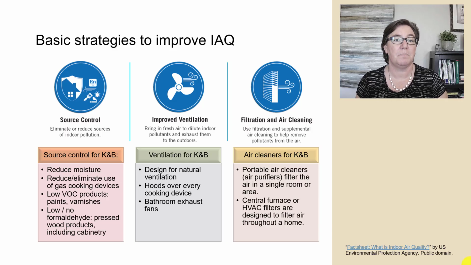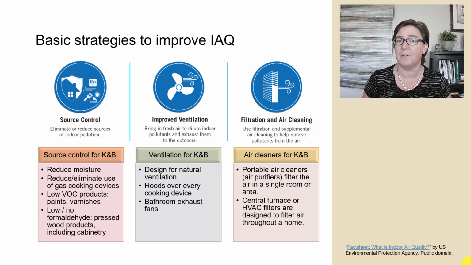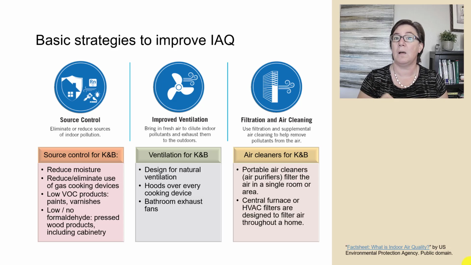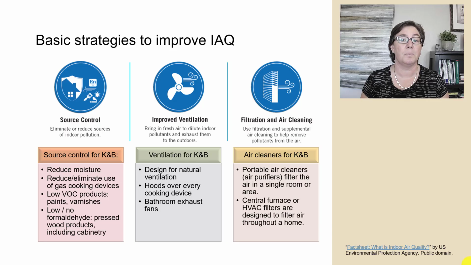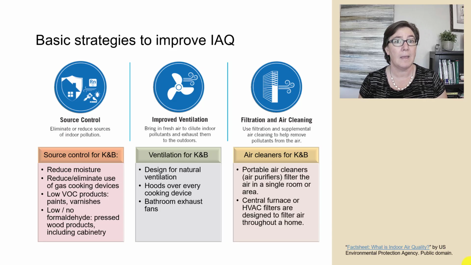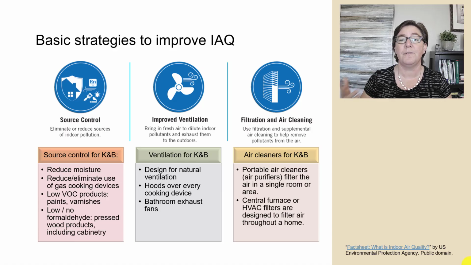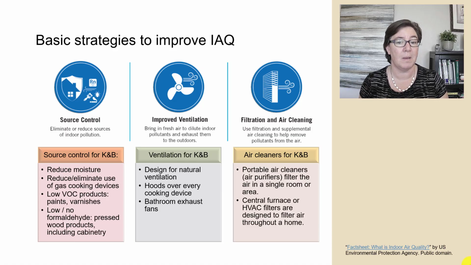Moving to the ventilation piece, first we're going to design for natural ventilation, so allow for operable windows. And then we'll also provide mechanical ventilation. This includes hoods. It's recommended to put them over every cooking device, and also to install bathroom exhaust fans. Moving to the air cleaners, you can install portable air cleaners or purifiers for a single room or area, but typically your central furnace or HVAC system would be designed to filter the air in a home.